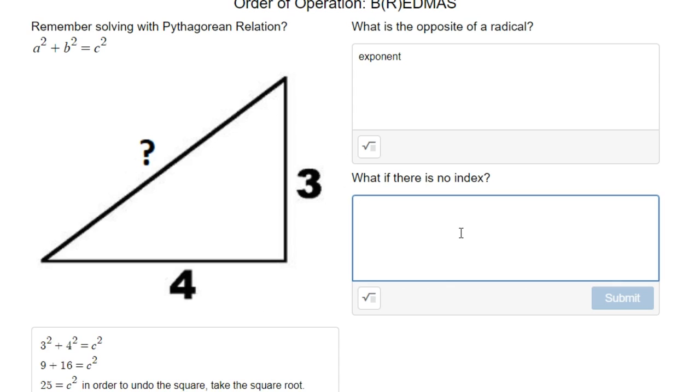Now you'll notice here in square root of 25, there is no index. So when there's no index, we know that it's referring to a square root. So if it's a square root, it means there's an implied 2 as the index.